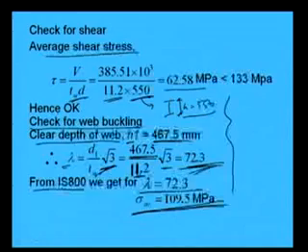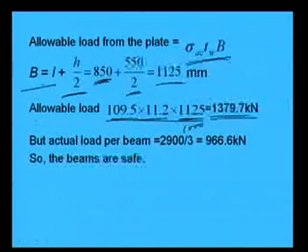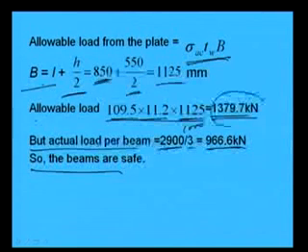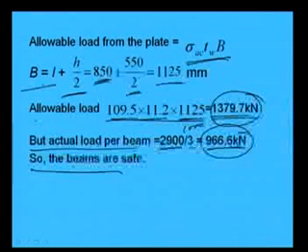Now the actual load per beam will become 2900 by 3. So this is the actual load. So the beams are safe, because the allowable load on the beam is 1379.7 kilonewton and the actual load coming to the beam is 966.6 kilonewton. So the beam is safe. Now in step 7 what will we do?